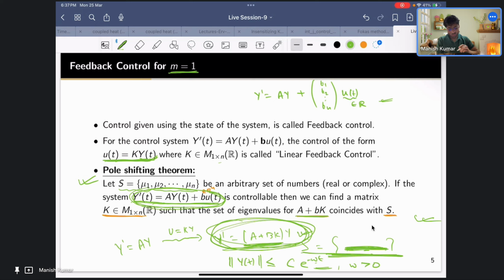So this theorem tells you that if the system is controllable, then it is completely stabilizable by some feedback control. Keep it here.